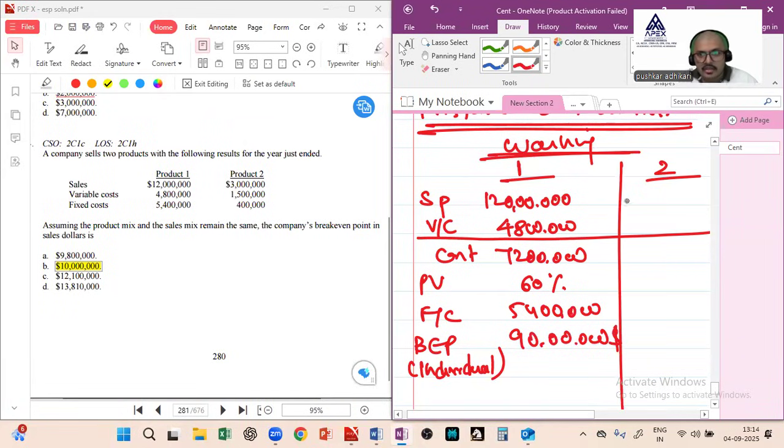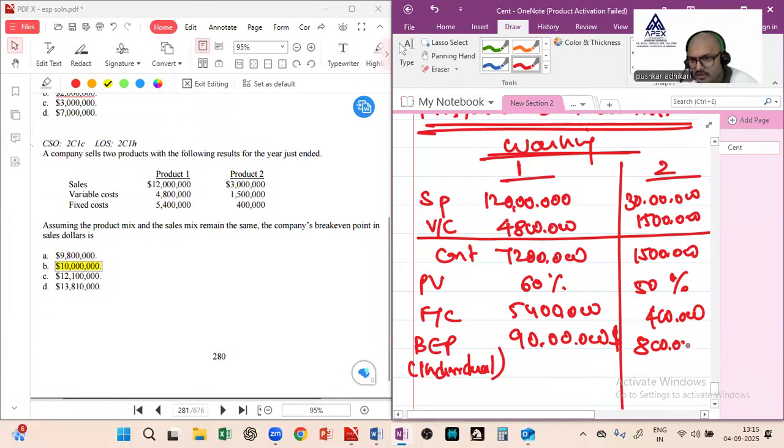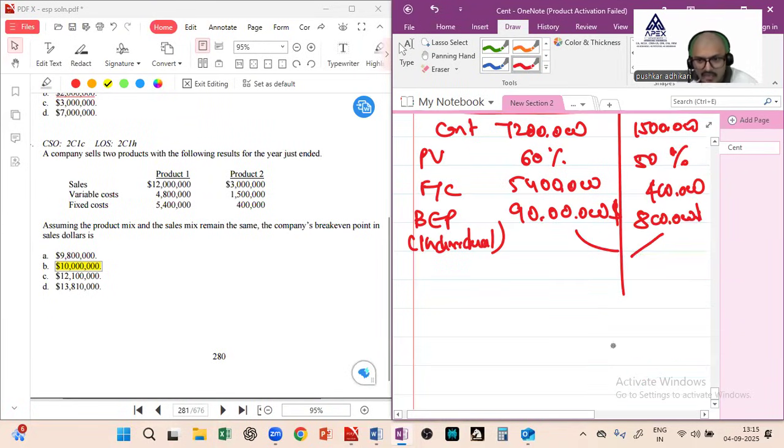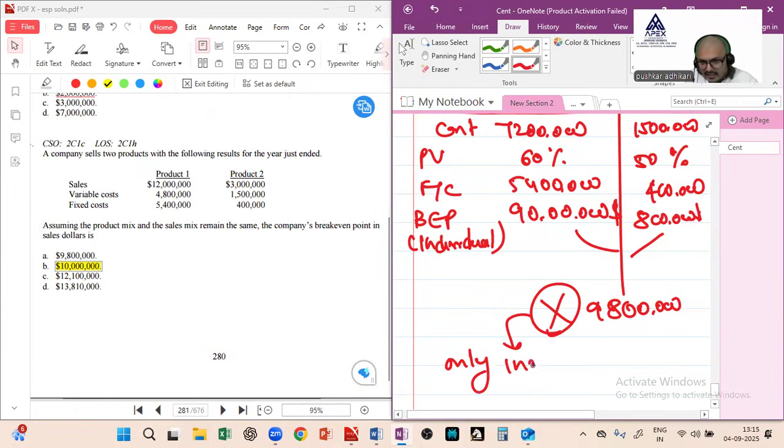For the second product, it will be 30 minus 15, which gives me a contribution of 15 lakhs. PV ratio is 50%. Fixed cost happens to be how much? 4 lakhs. Break even point over here will be 8 lakh dollars. And the total I will say is 98 lakhs, which is wrong. This is only individual break even point in dollars added together.